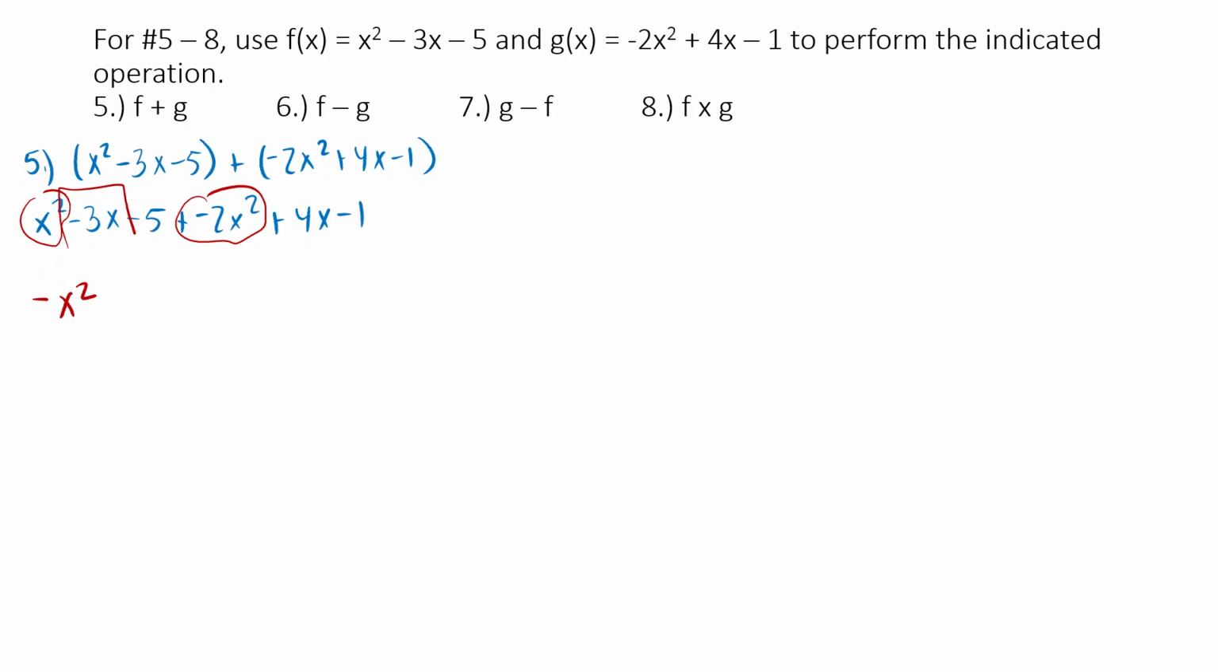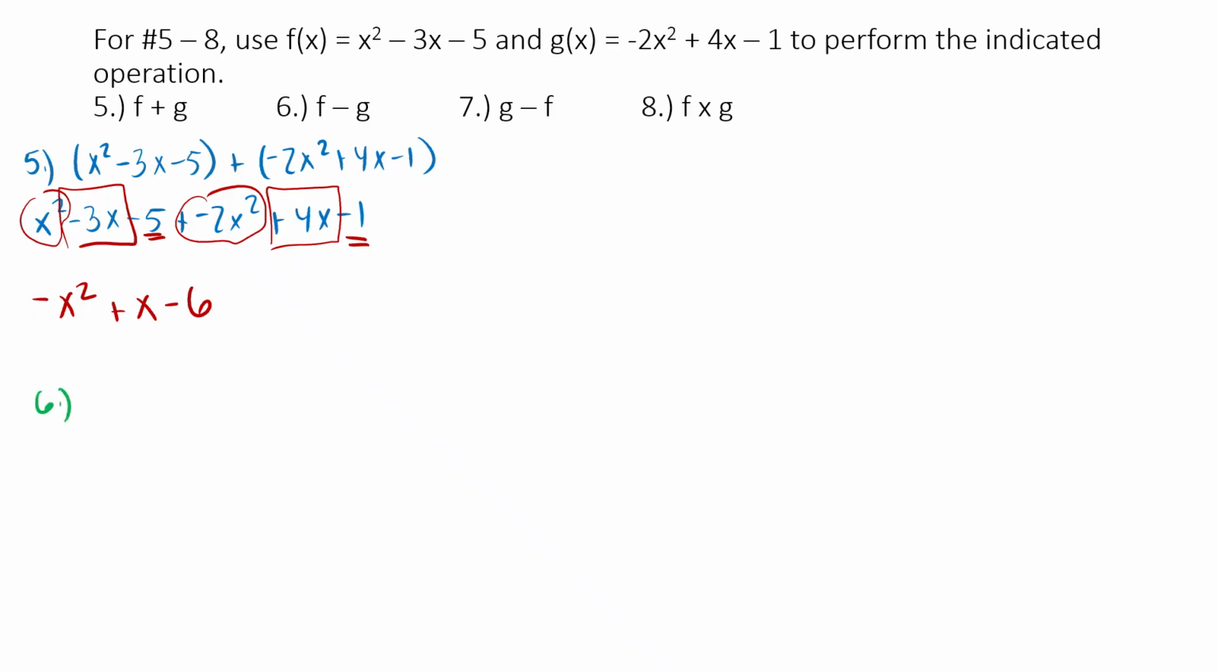We have negative 3x plus 4x, so that would be positive x, or positive 1x. And then I have negative 5 minus 1, or negative 5 plus negative 1, which is negative 6. So there we go on our first one.